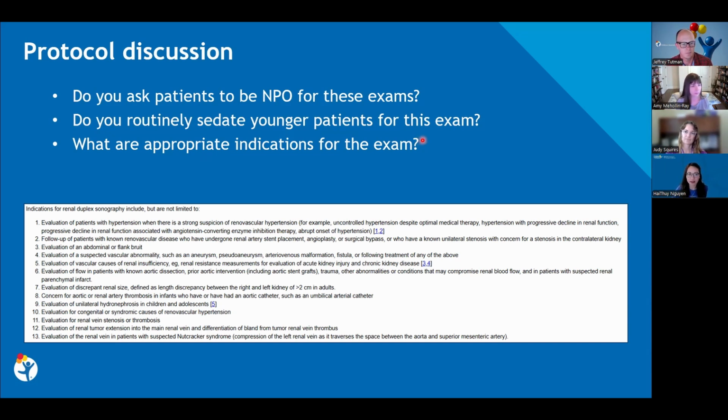But other than that, if they're older, if it's hypertension or any of the other indications, it's harder to push back. All right.